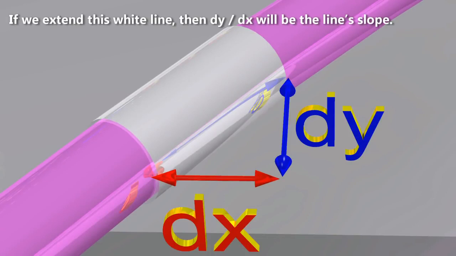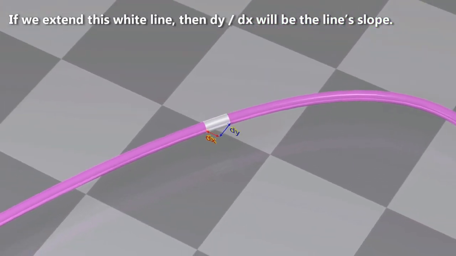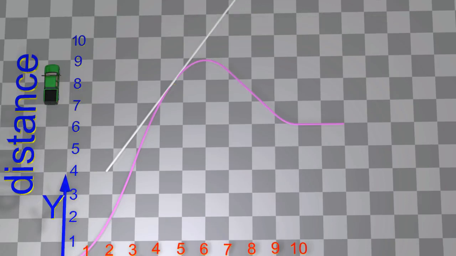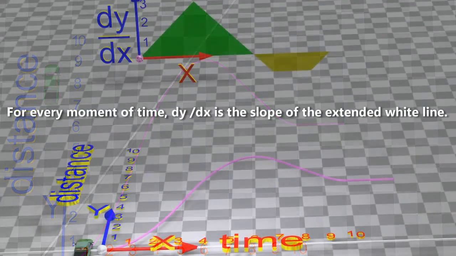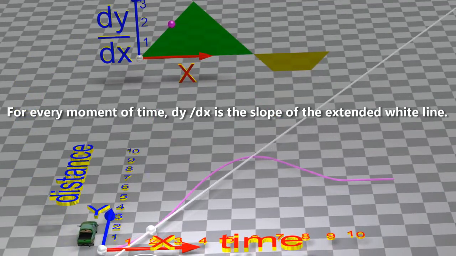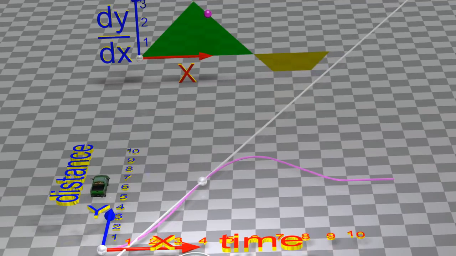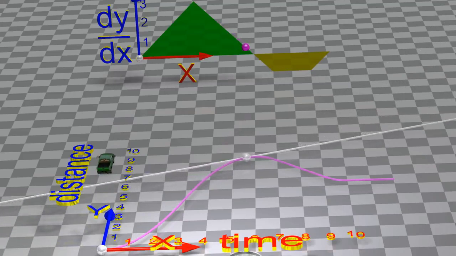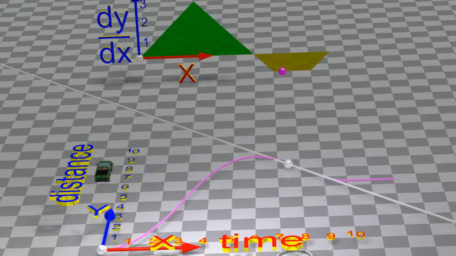If we extend this white line, then dy divided by dx will be the line's slope. For every moment of time, dy divided by dx is the slope of the extended white line. As the slope increases, dy divided by dx increases. When the white line is horizontal, the slope is 0. When the object moves backwards, the slope is negative.